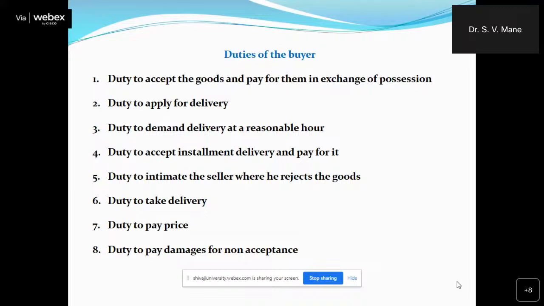Duty to pay price when the property in the goods has passed from the seller to the buyer. It is the duty of the buyer to pay the price according to the terms of the contract. Then duty to pay damages for non-acceptance: wherein the buyer wrongfully neglects or refuses to accept the goods, he shall be liable for payment of damages for non-acceptance of the goods. So these are the kinds of duties given under the Sales of Goods Act to the buyer.